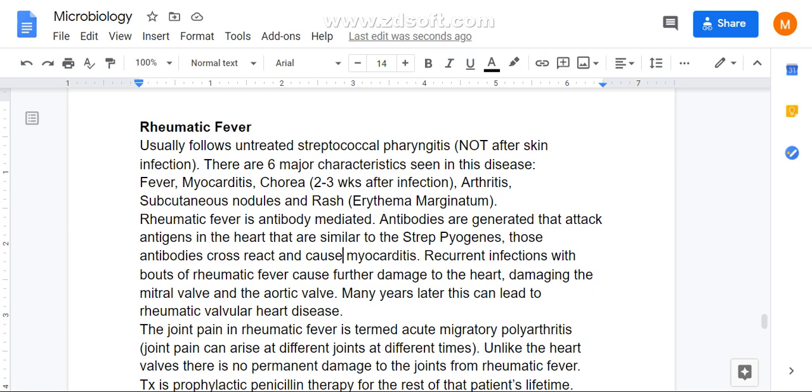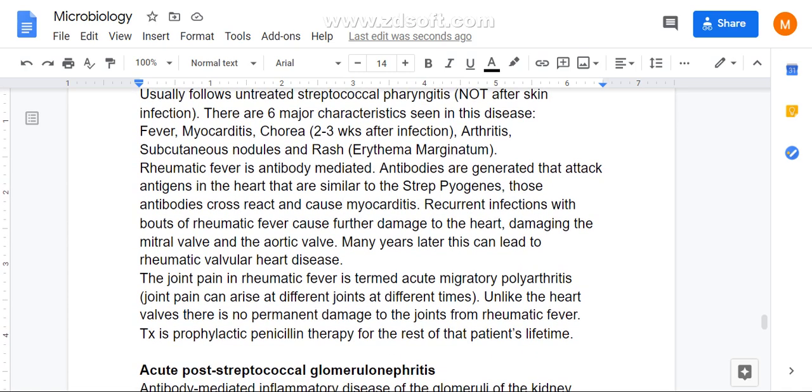So recurrent infections with bouts of rheumatic fever can cause further damage to the heart, damaging the mitral valve and the aortic valve. So many years later, this can lead to rheumatic valvular heart disease. Rheumatic valvular heart disease doesn't happen all at once. If you have streptococcal pharyngitis over a couple of years, over and over again, it could lead to rheumatic valvular heart disease eventually.